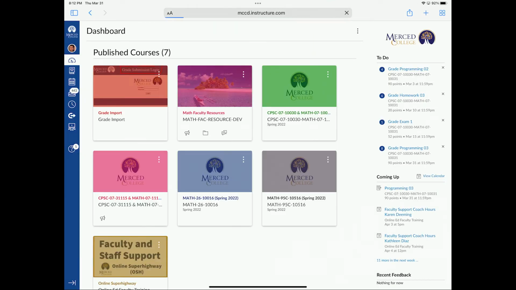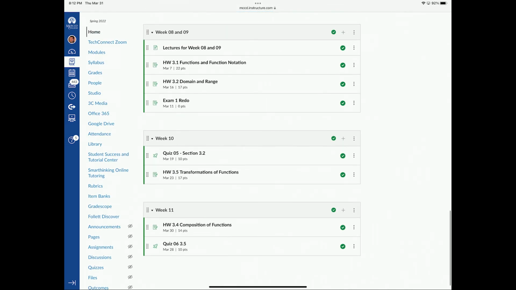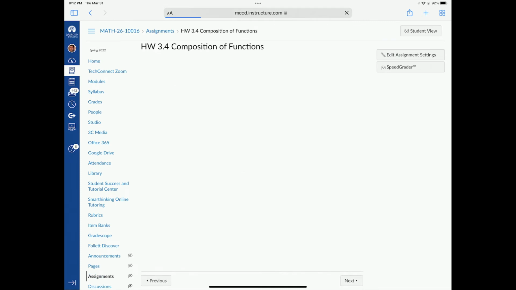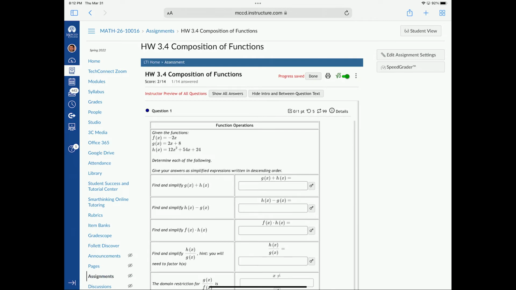All right, let's load the class. Let's go find some homework. Let's look at the previous homework. Teacher preview. And let's go. Stop, please stop. Let me scroll.